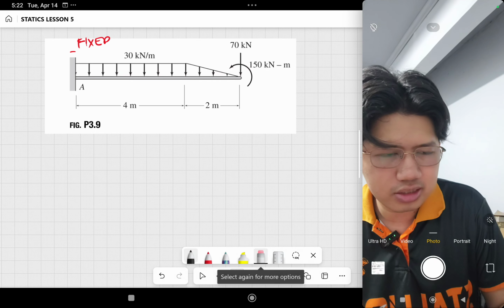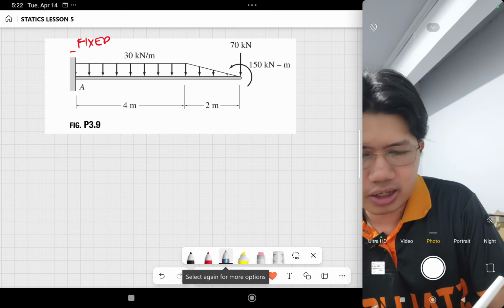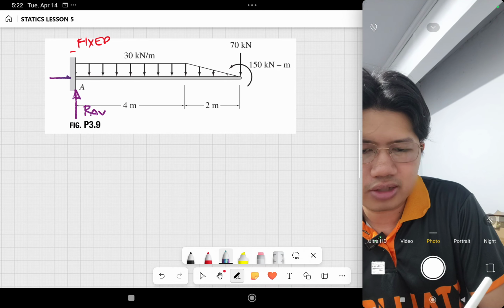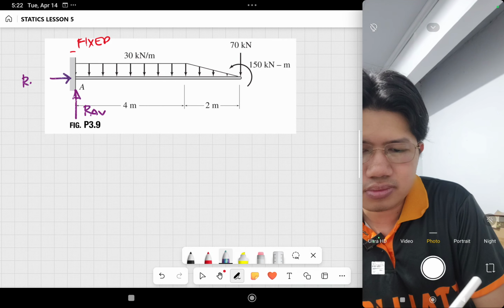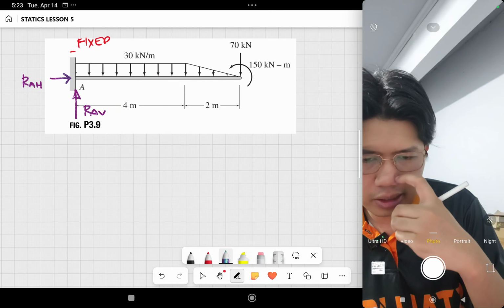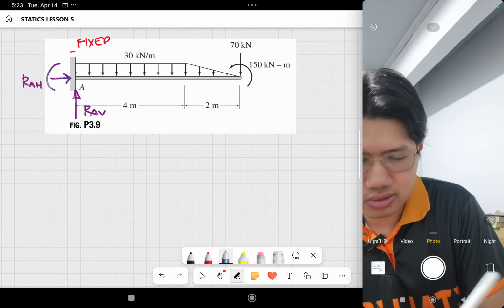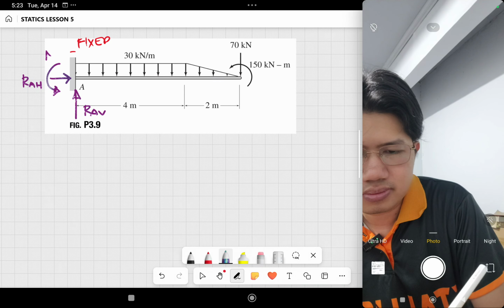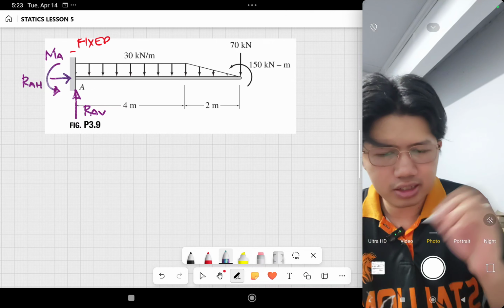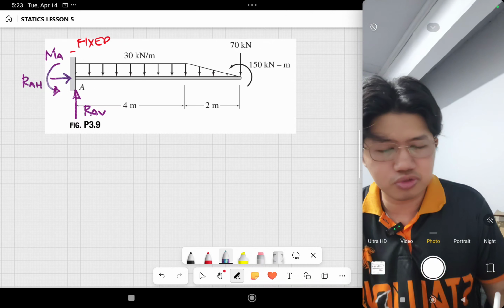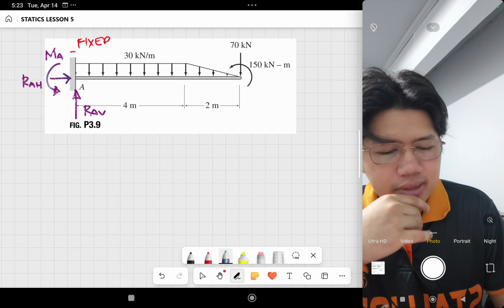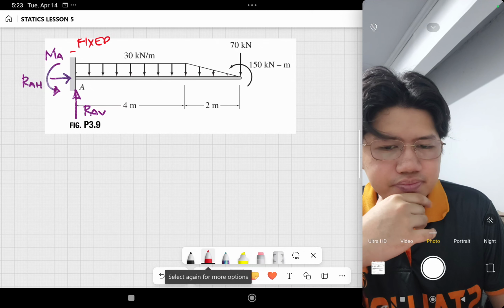yung reactions natin is tatlo. So we have a vertical reaction, a horizontal reaction, and a moment reaction. Okay, so lahat ng direction na yan is assume muna. So papatunayan naman ng solution sa atin if mali yung assumption ng direction natin.